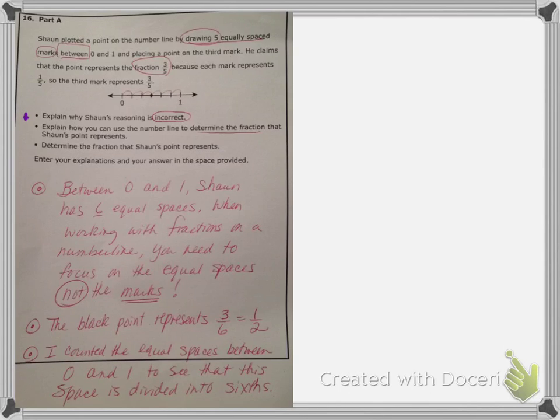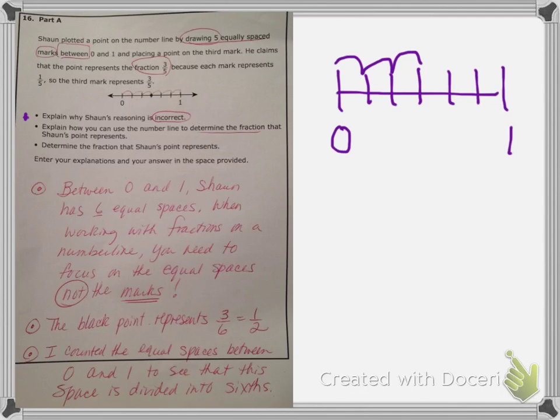Now it says explain how you can use the number line to determine the fraction that Sean's point represents. Now my picture's a little too small for my finger, but if I come over here and do that again, all right, so I have 6, right? So I have 1, 2, 3. This is 3/6, which is also equal to 1/2. Okay.